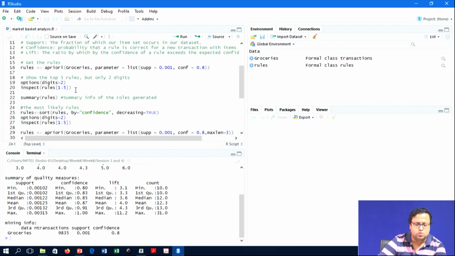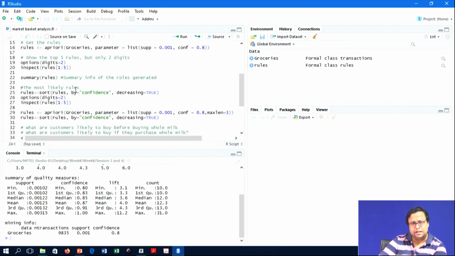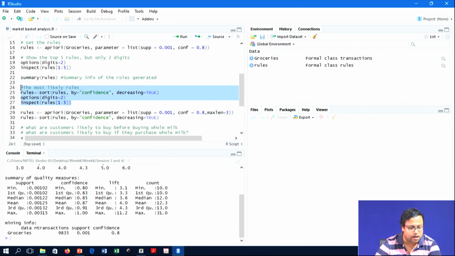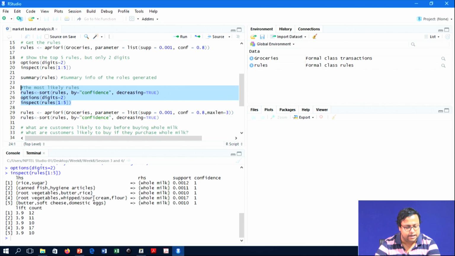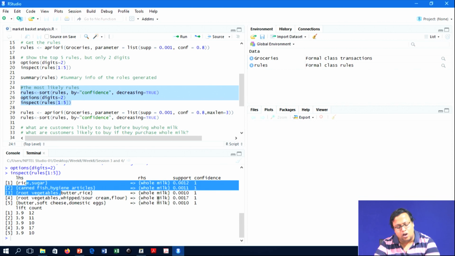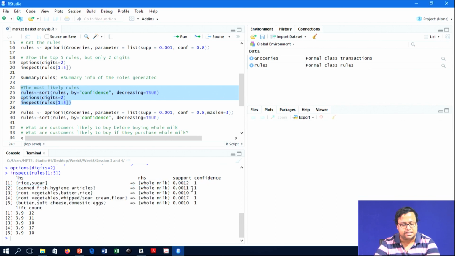Now, which rules are the most likely? Most likely means most accurate. So, I will sort them based on confidence. So, I sort the rules by confidence in decreasing order. If I now just plot them, these are the rules whose confidence is 1, they are the most accurate. So, whenever people buy this, they always buy whole milk. But you see their count is very small first of all, and their support is also very small.